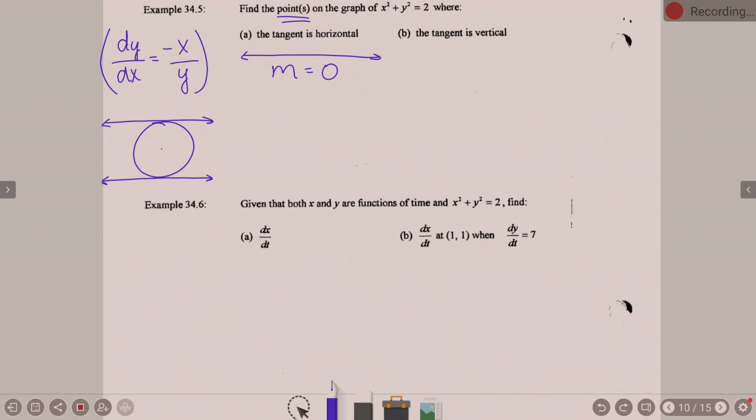Okay, so think about this. What equation do we have for slope? We have that dy/dx equals negative x over y, which equals what in this particular problem? 0. So then the question is, when does negative x over y equal 0? And when does a fraction equal 0? When the top is 0. So this is going to happen when x equals 0.